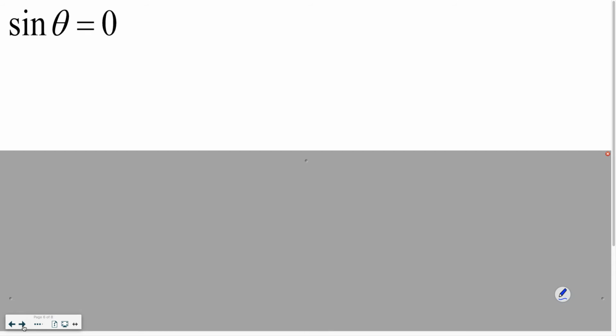All right, two more. The sine of theta equals 0. I want to know where on your unit circle the y coordinate is 0. Kelly, where did that happen?